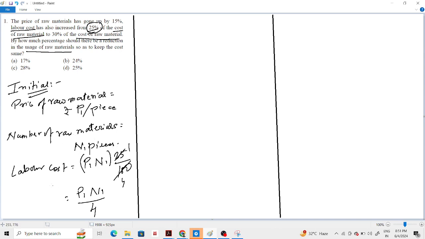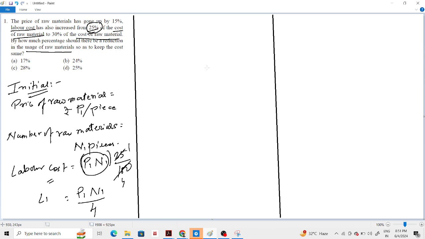N1 pieces. So what is the labor cost? The labor cost is P1 into N1 into 25%. Why this P1 into N1? This is the total cost of raw materials. Now the labor cost is 25% of the cost of raw materials. That is 25 by 100, 25% of P1 N1. Did you understand?